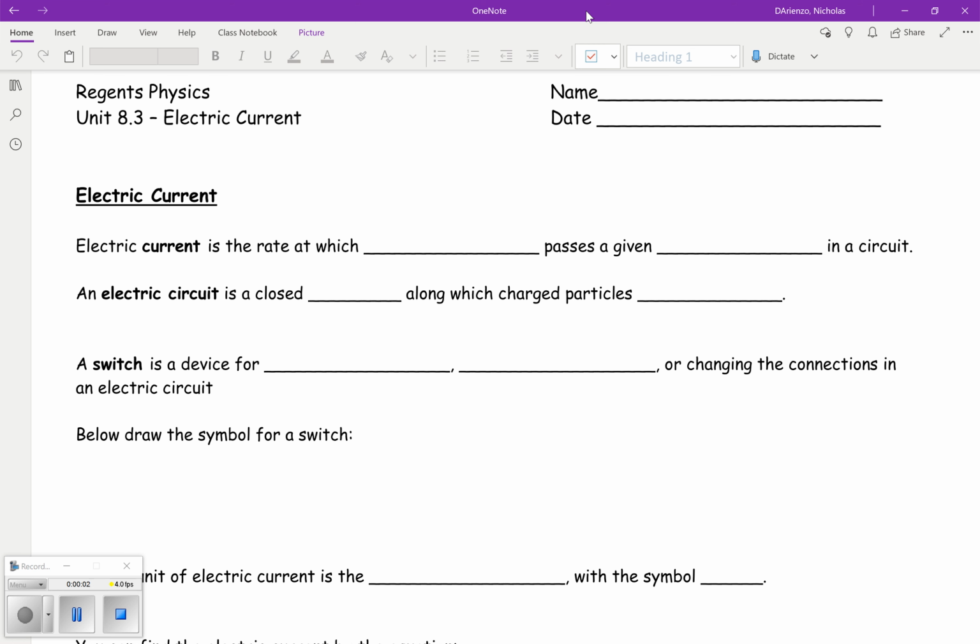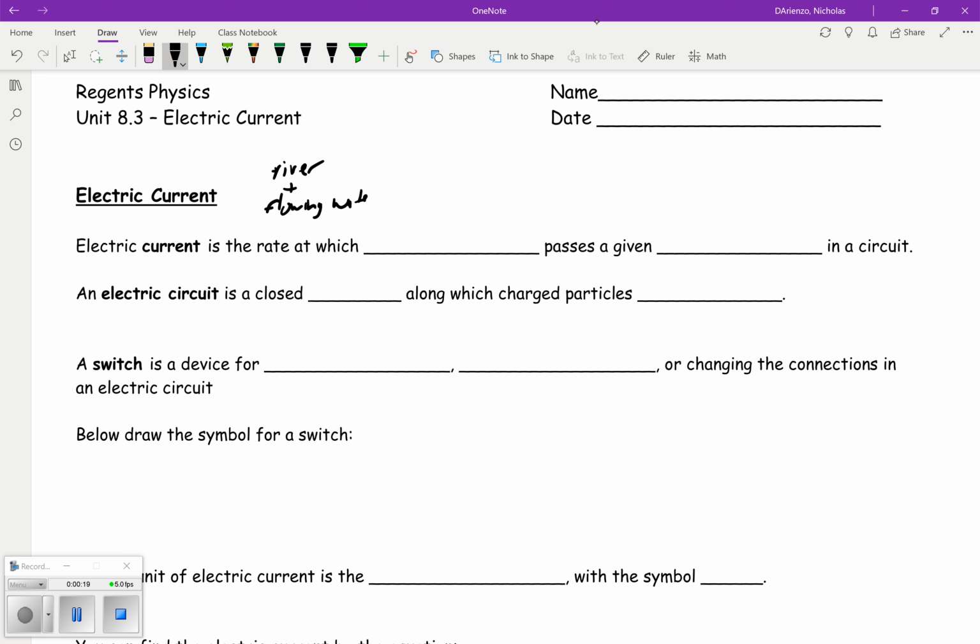Hey everyone. Our next lesson in Unit 8 is going to be on electric current. And for this particular lesson, I think it's appropriate to use a river and flowing water as an analogy to electric current and voltage. And we'll tie resistance into that as well. But I want you guys to keep this idea of a river and flowing water, and how exactly water does flow in a river. I'm going to give you two different scenarios here, and we'll see how you connect this throughout our lesson.